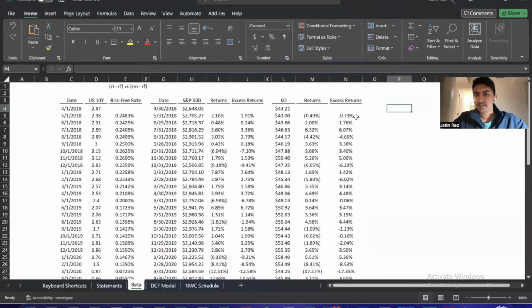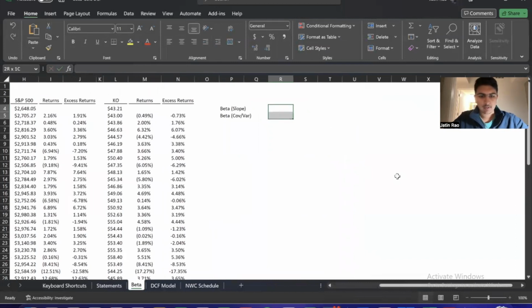So how do we actually calculate beta? We can calculate beta 2 ways. You can calculate it using the slope formula, and then you can calculate it using the covariance divided by variance formula. Okay, what are those specifically? Let me quickly color code these to show what our betas are going to be.